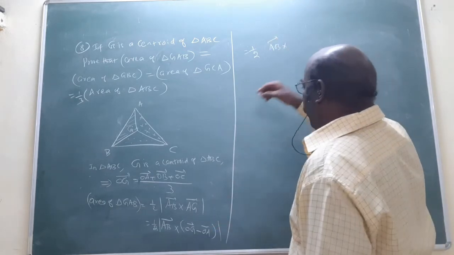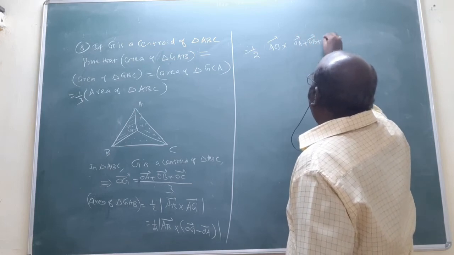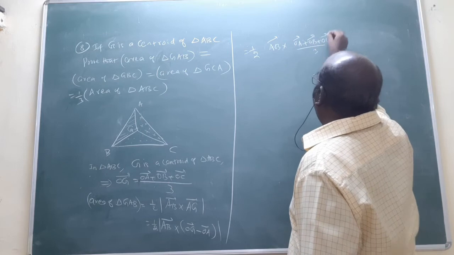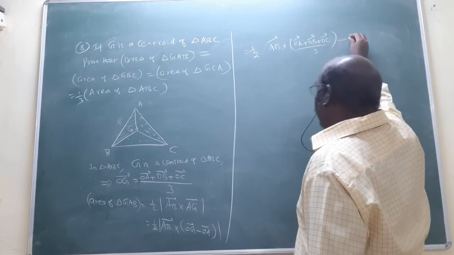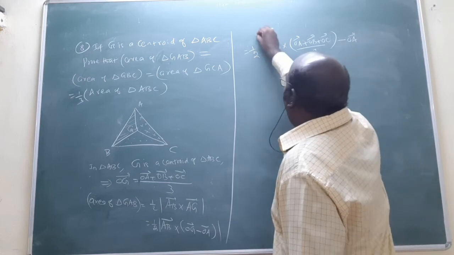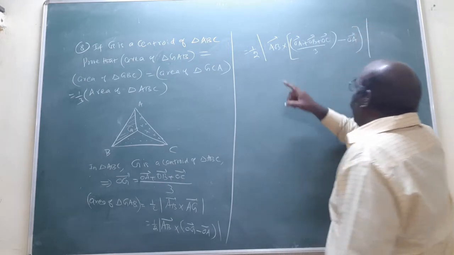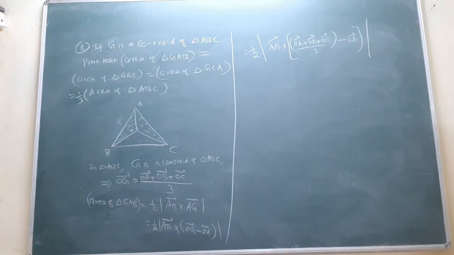OG is what? OG is (OA vector plus OB vector plus OC vector) by 3, minus the last one, which is OA vector. The modulus, this is the bracket. Now taking 3 as the LCM.